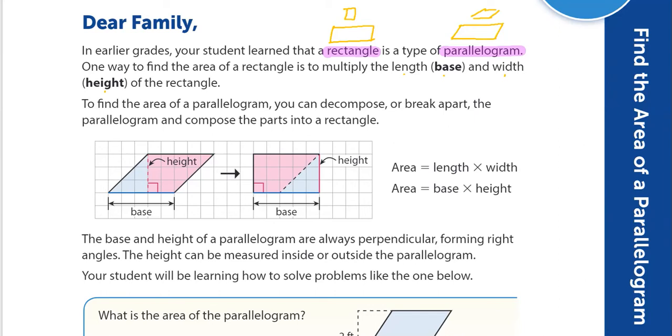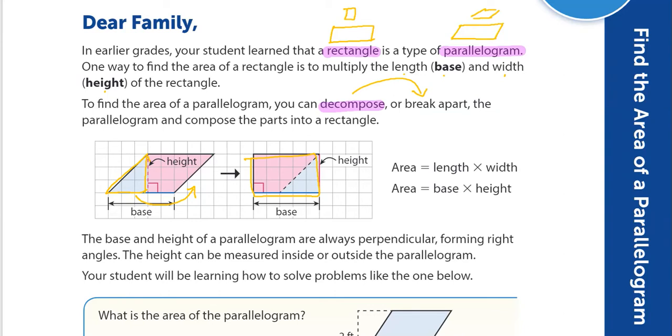To find the area of a parallelogram, you can decompose, or break apart. So remember, decompose, which means break apart the parallelogram and compose the parts back into a rectangle. So if you had this parallelogram here and you chopped off this part and stuck it over here, ta-da, it is a rectangle. It's just slanted. And when you slant it, you can put it back together like that.